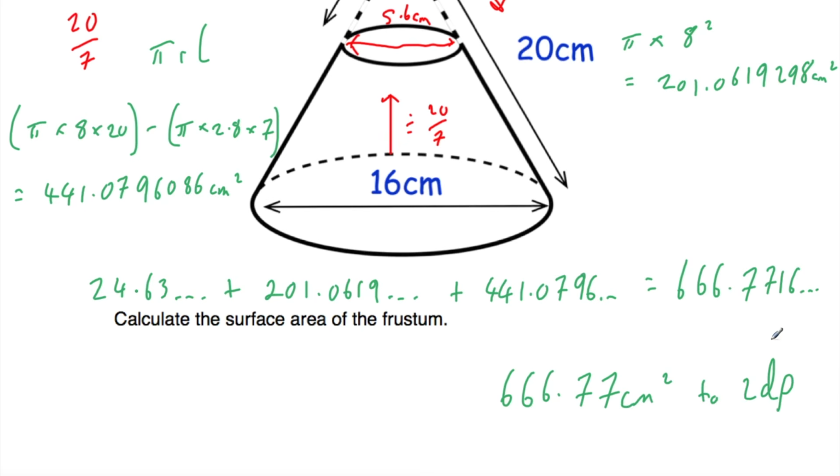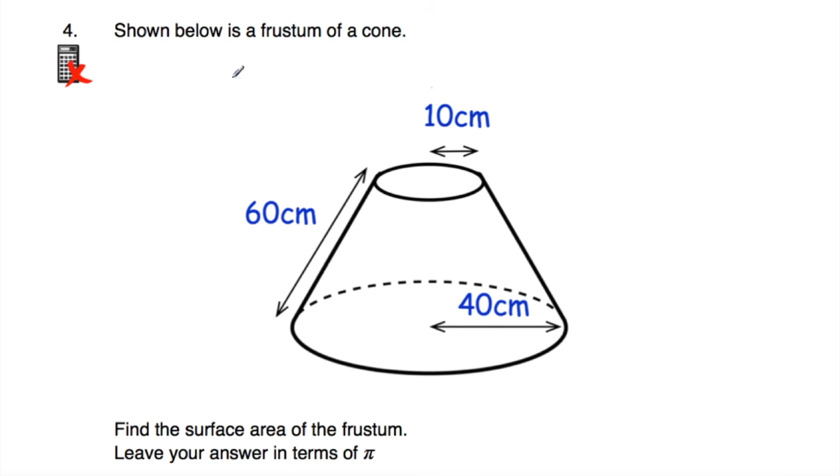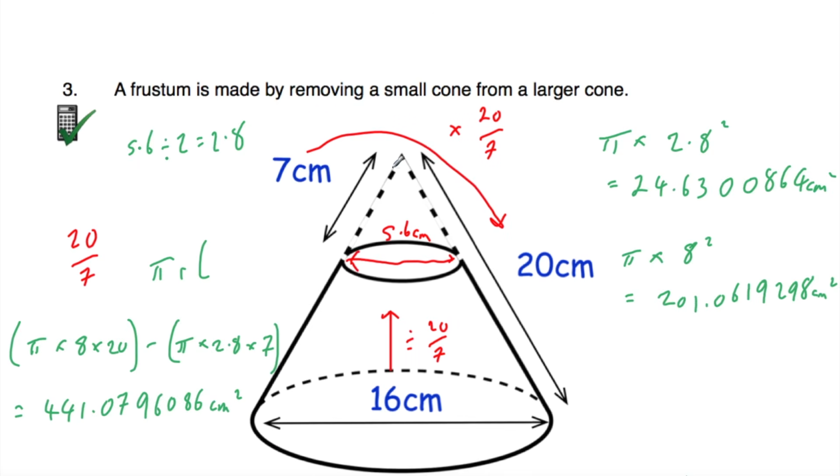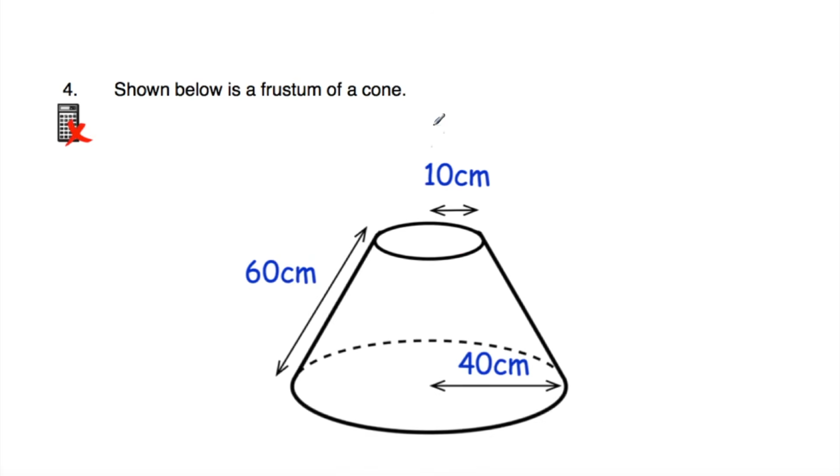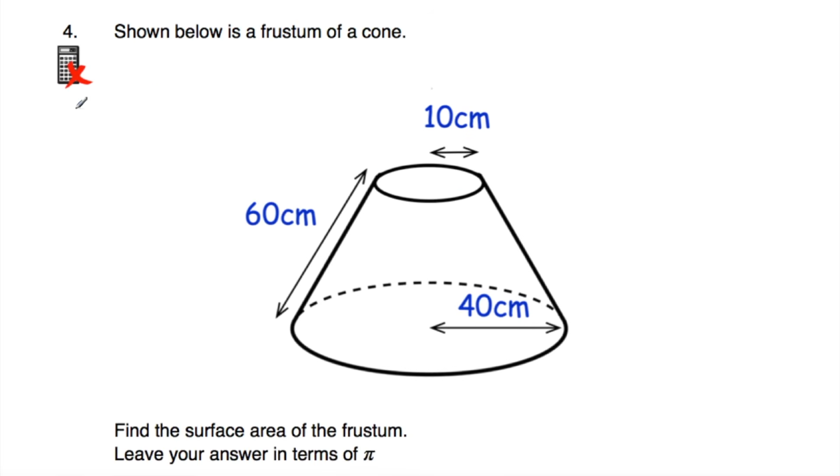And that's it. Okay, let's look at our next question, question number 4. Here we've got a frustum, and we've been asked to find the total surface area of this frustum and to leave our answer in terms of pi. This question is a bit different than the ones we've looked at so far because, one, we don't know the height of the original cone. It doesn't actually show us. If we look at the previous ones, we've had the bit that's been removed showing what's been removed, but here we don't have the bit on the top there. But also it says in terms of pi, so we're not using a calculator for this question.